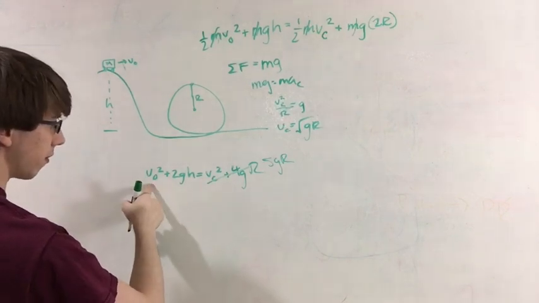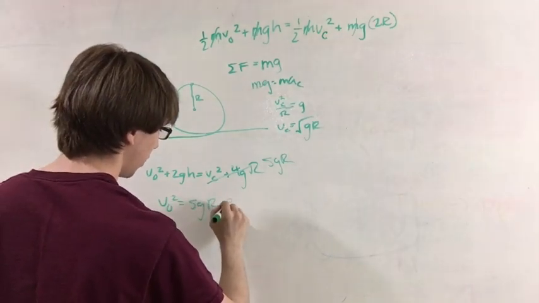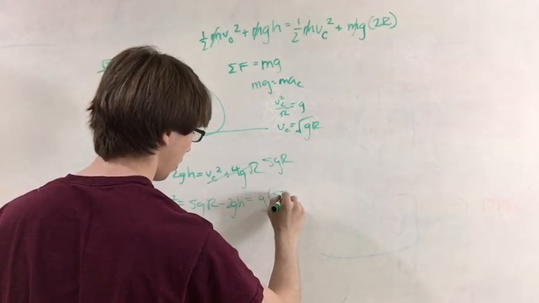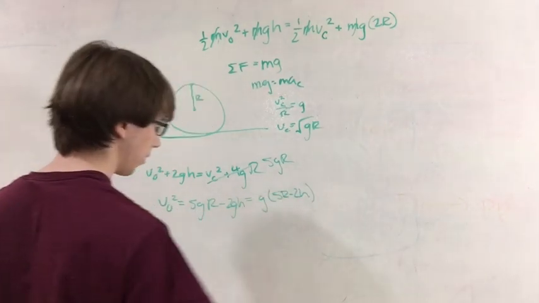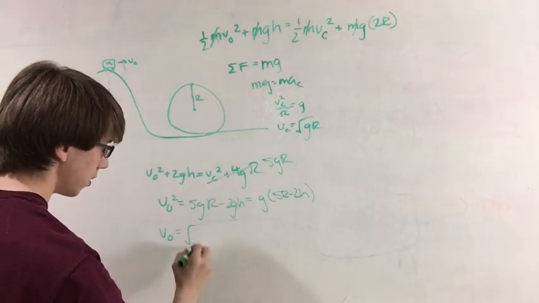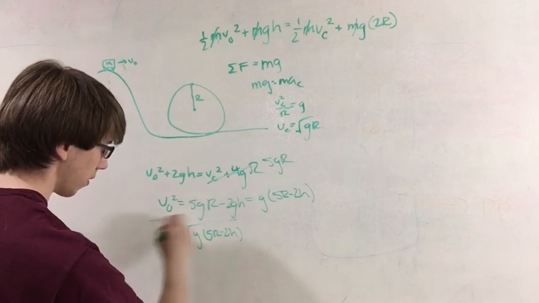Then we're solving for v naught. So v naught squared is equal to 5gr minus 2gh, which is the same thing as, take away the g, 5r minus 2h. Take the square root. V naught is equal to the square root of g times 5r minus 2h.